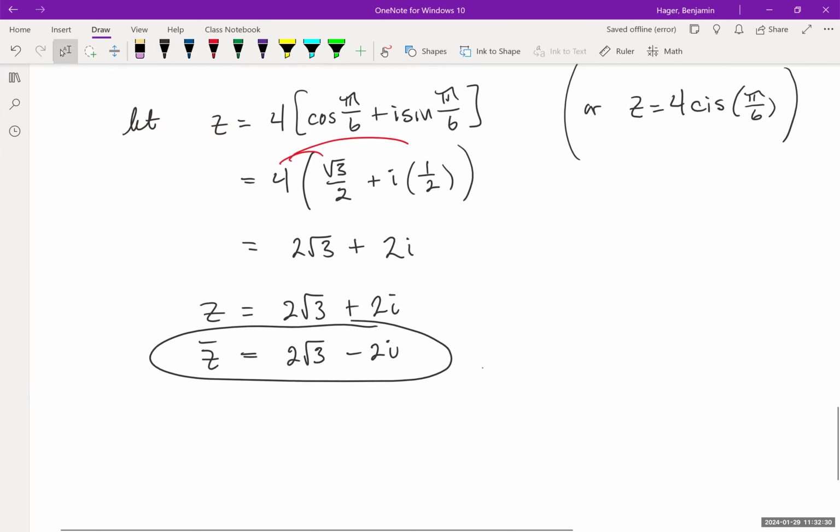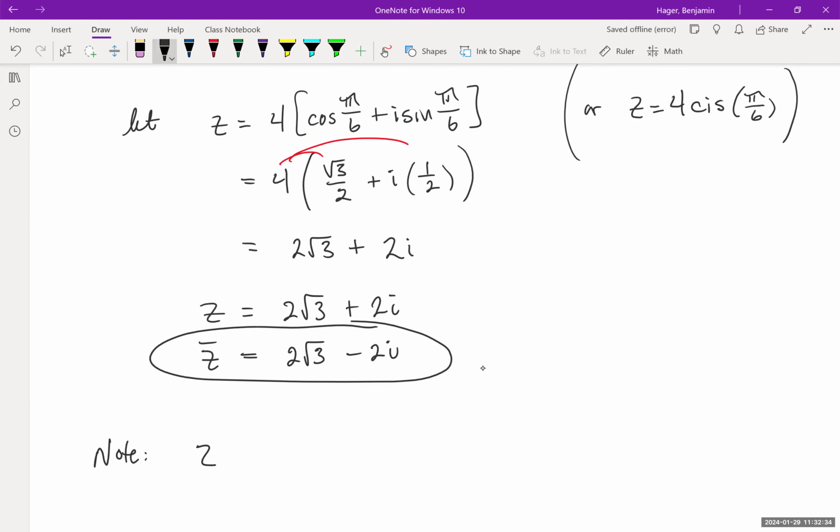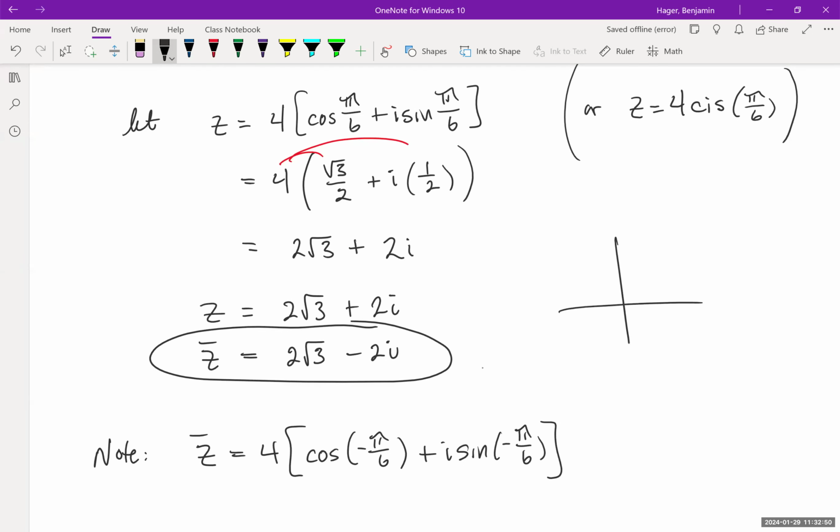Okay, so let's take a look at this. Note, the complex conjugate in trig form can be found by replacing your angles with the negative angle. Let's think about that for a second. Why does that work? Remember, if you were to graph, say I've got some complex number up here, a plus bi. So it went a in the real direction, up b in the imaginary direction.